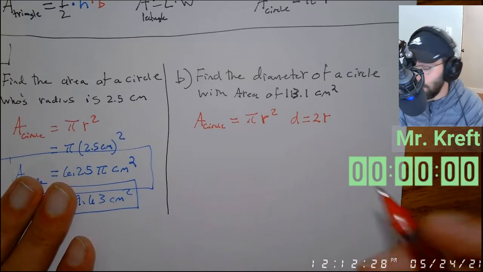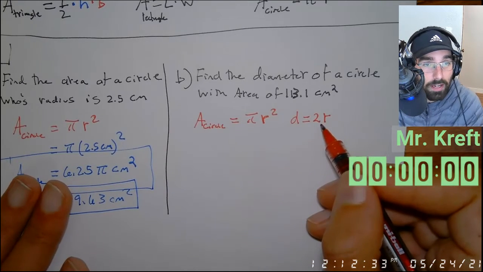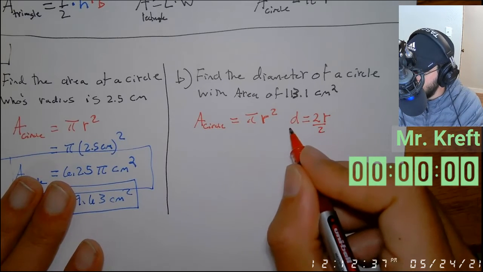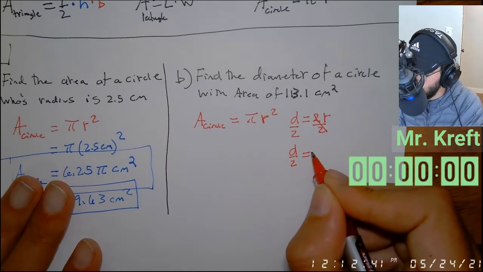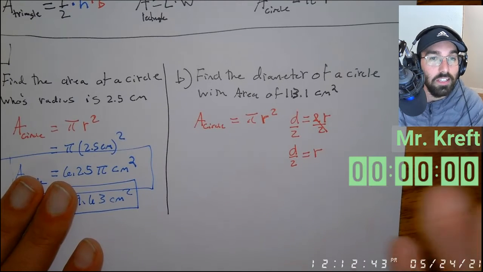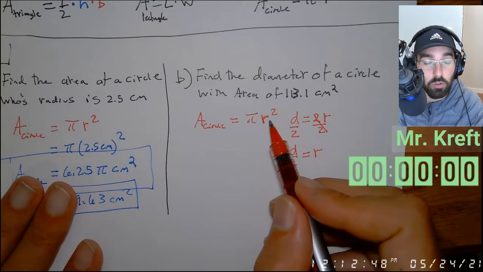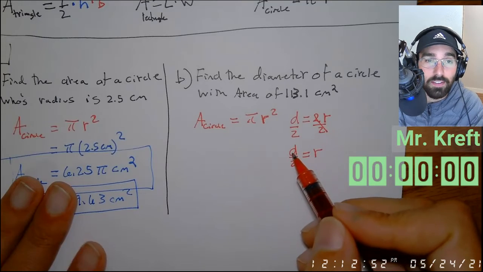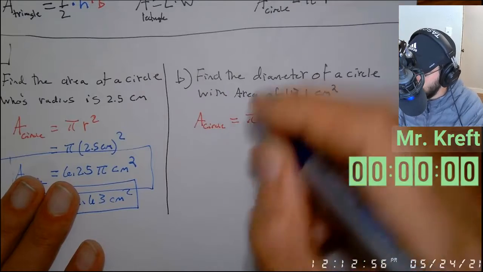Right? So what I would do, now there's a couple different ways you can do this. You can solve for r and then multiply it by 2 and you have your diameter. Or you could say that the diameter divided by 2 equals r. Either way is totally fine. So at the end, you could solve for r and then just multiply by 2, or you could say that half of the diameter is one radius. And that's what I'm going to do.